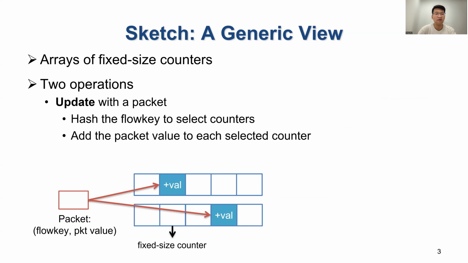Here is a generic view of a sketch. It consists of arrays of fixed-size counters. Moreover, it supports at least two operations. The first is updating with a packet. In measurement jargon, a packet is represented as a flow key plus a packet value, whose definition is application-specific. The update operation hashes a flow key to select counters and adds the packet value to these counters.